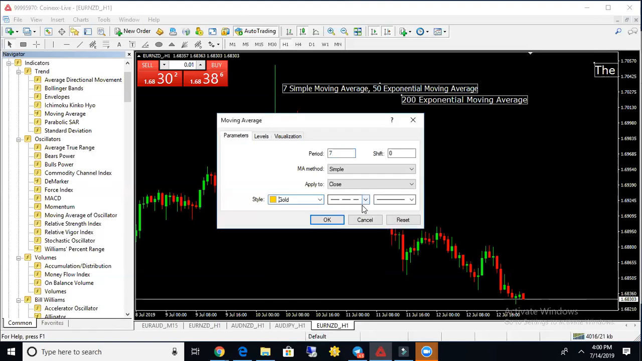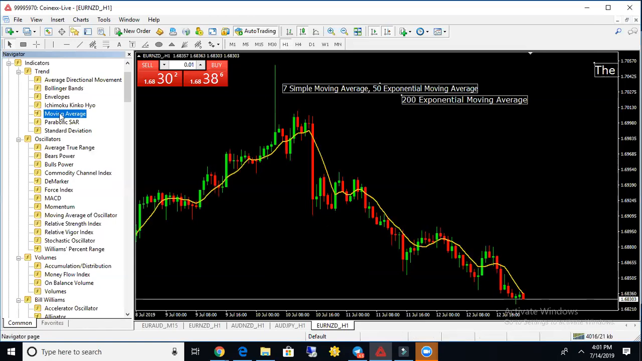Okay. You can change the thickness here. You can always go with maybe the second one. Click OK. Click on moving average again.